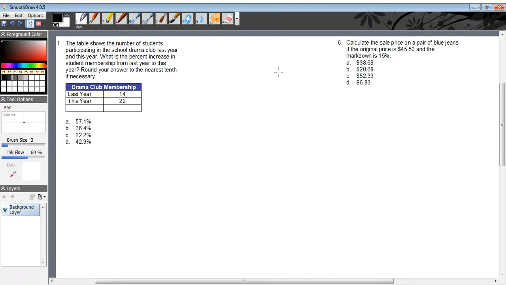Problem 1 is a review of yesterday, and actually 6 is as well, but I'm going to go over both. So going over 1, this is 14 going to 22, and we're trying to figure out this percentage change. It's going to be an increase because it's going from 14 to 22. This is a little bit different. This is when you're given we start at 45.50, and then we're trying to go somewhere. And in that is a 15% markdown, which is going to be a 15% decrease. So it's the same idea, but just a little different process.